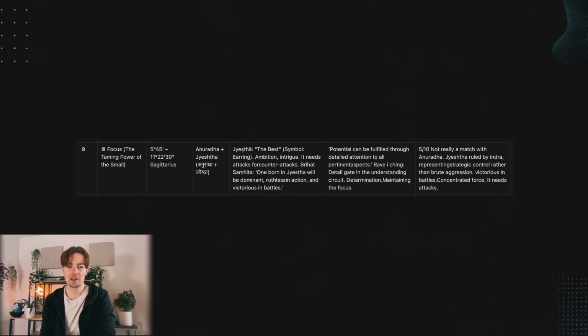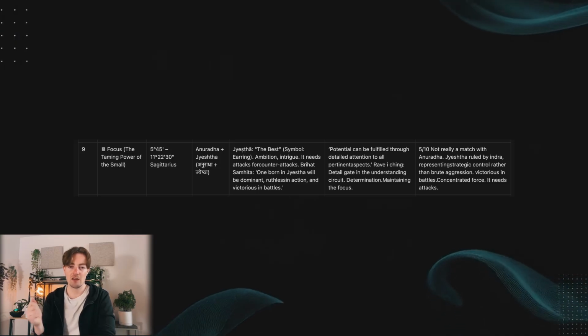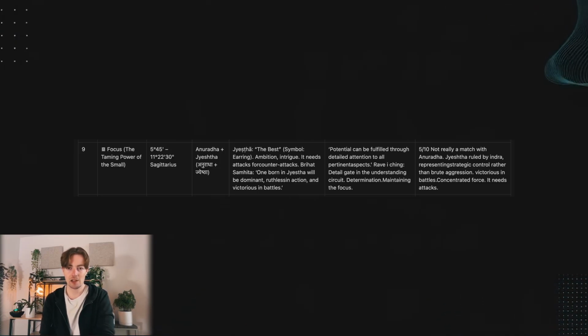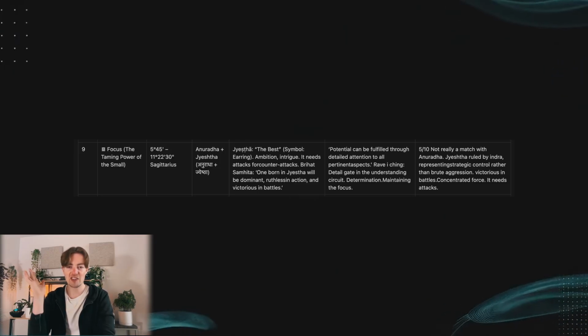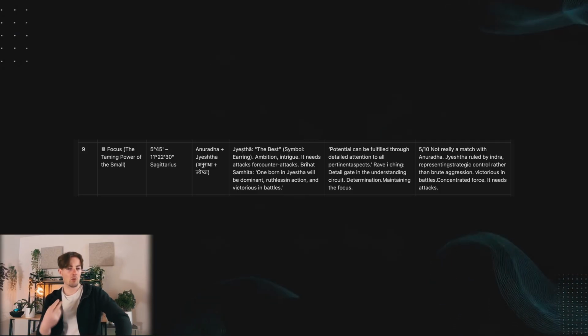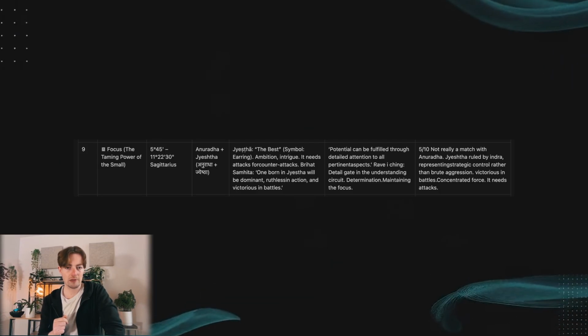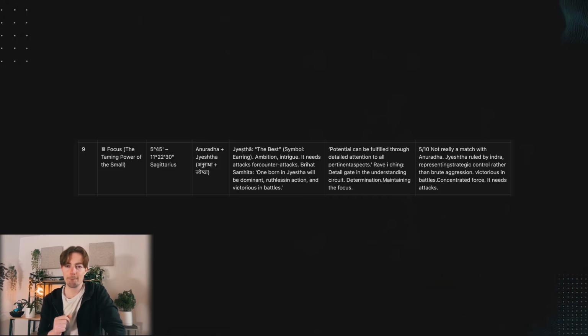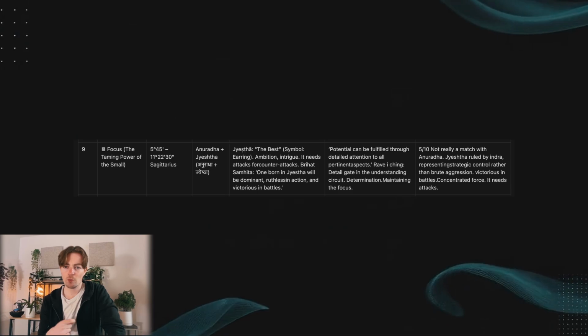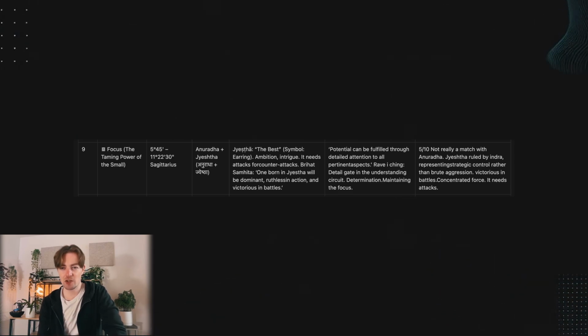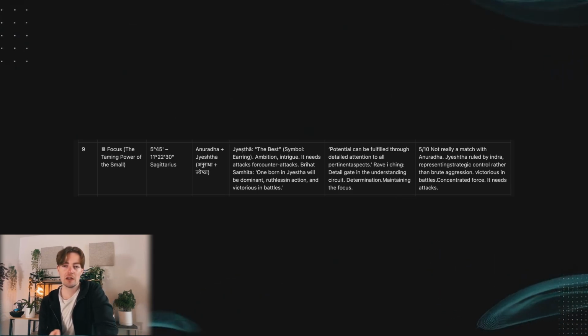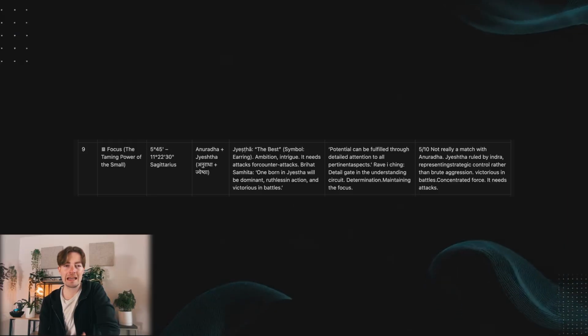From the Brihat Samhita, one born in Jyeshta will be dominant, ruthless in action, and victorious in battles. So it's very powerhouse, the best. And it works well being in Sagittarius, which is a powerful powerhouse sign. It's not really a match with Anuradha. Jyeshta is ruled by Indra, which represents strategic control rather than brute aggression. And it's about being victorious in battles.